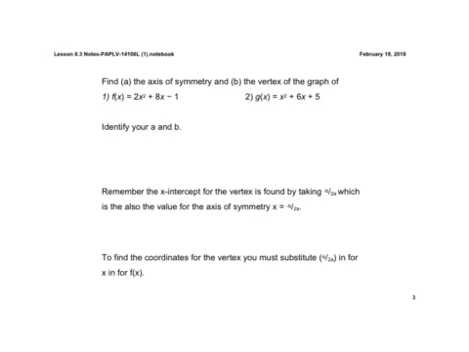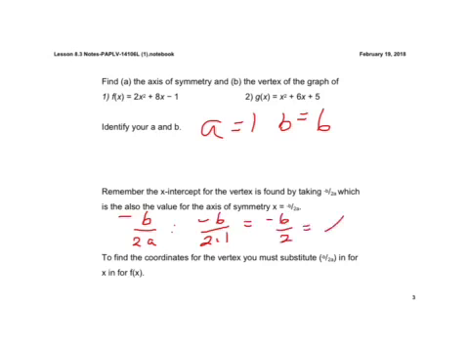And in example 2, again, our A is equal to 1, our B is equal to 6. So again, to find our axis of symmetry, which is also our x value of our vertex, we take a negative b over 2 times a. So that'd be a negative 6 over 2 times 1. Negative 6 divided by 2 would be x equals negative 3. And that's the axis of symmetry.